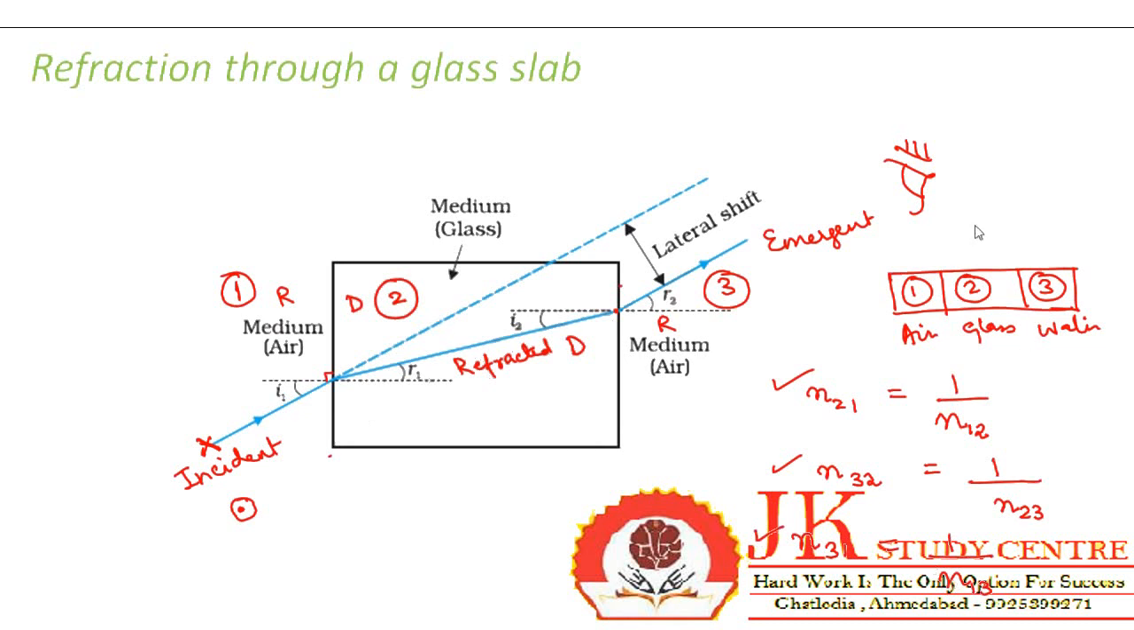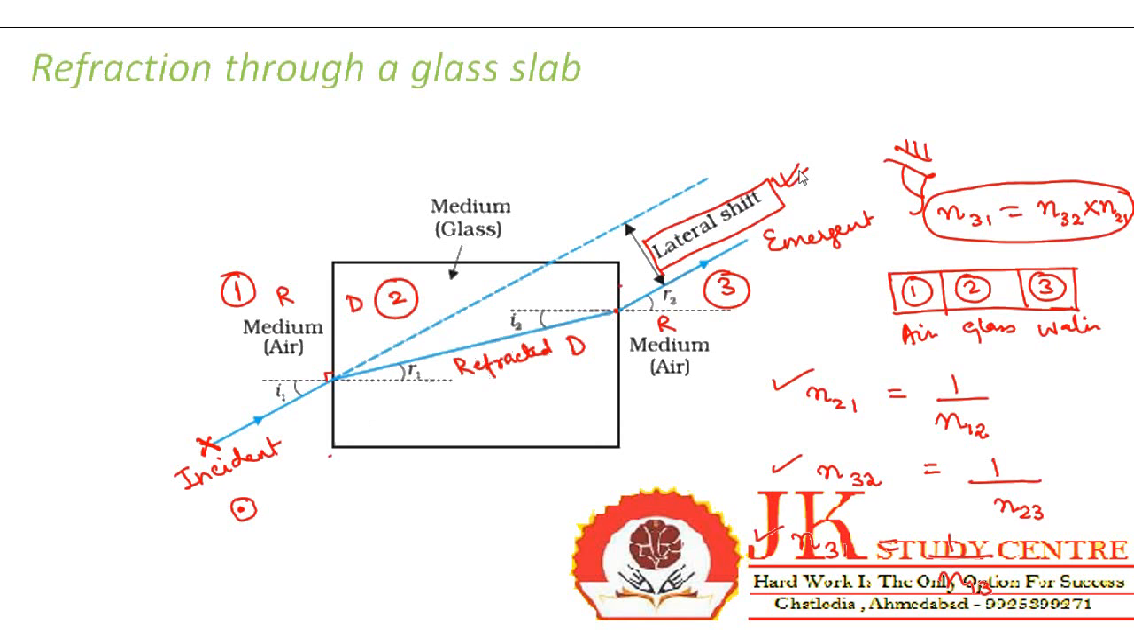Now in such scenarios, I can also say that the refractive index of 3 with respect to 1 is equal to the refractive index of 3 with respect to 2 multiplied by the refractive index of 2 with respect to 1. So this is another important relationship which relates the refractive indexes of 3 different media. Right? So I hope you understood the phenomenon of lateral shift. This phenomenon of lateral shift is extremely important in the phenomenon of refraction.